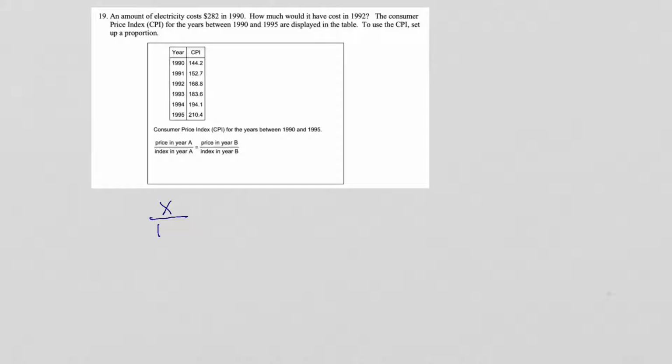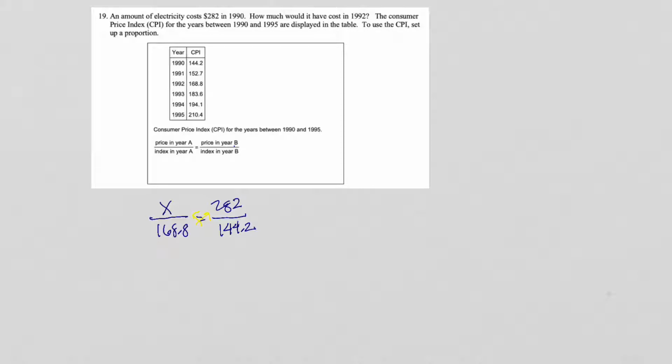So the price in 92 is to the index, 168.8, as the price back in year B, which was 1990, is to the index back in 1990, which was 144.2. What was the price in 1990? The price in 1990 was 282, and the index back then was 144.2. So there's our proportion, and we can solve this using our method of cross multiply.